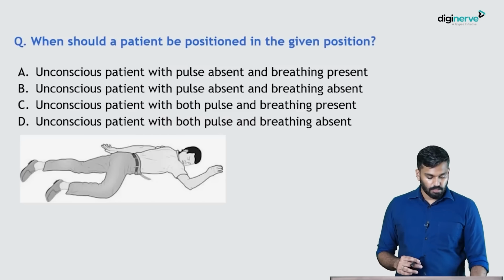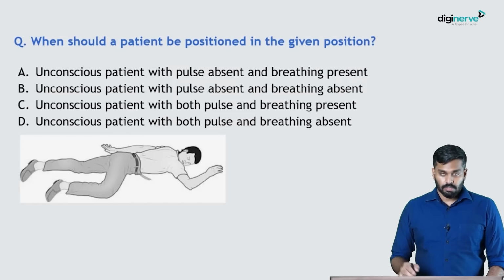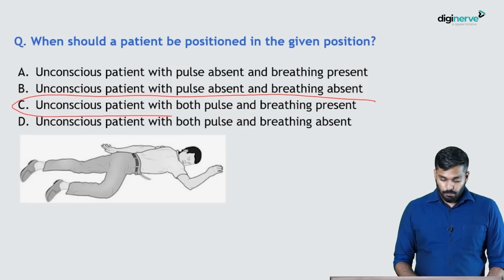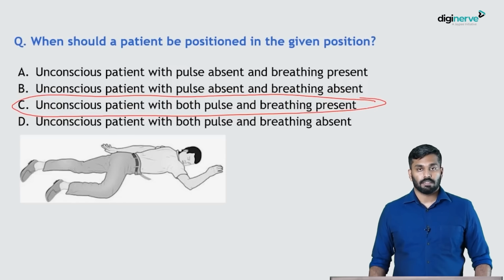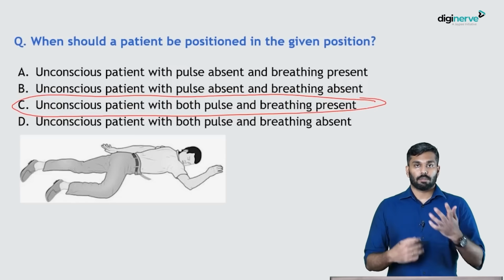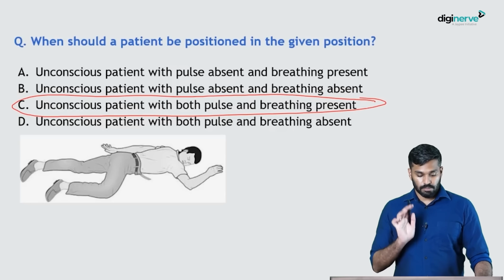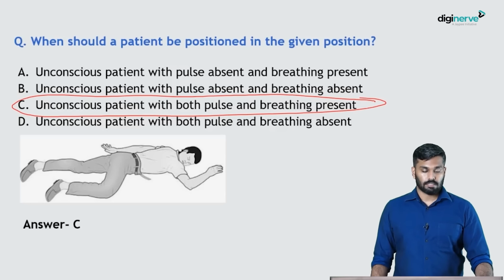In 2023, when should a patient be positioned in the given position? So usually this position is put when the patient is unconscious, but both pulse and breathing are present, meaning they have been resuscitated, but you don't want them to aspirate. So you put them in this position. Unconscious patient with both pulse and breathing present. Yes, that's the correct answer.